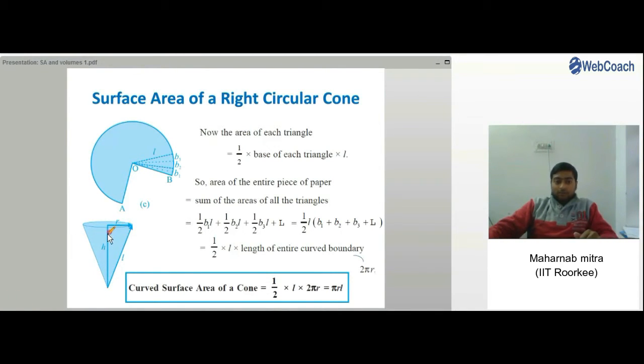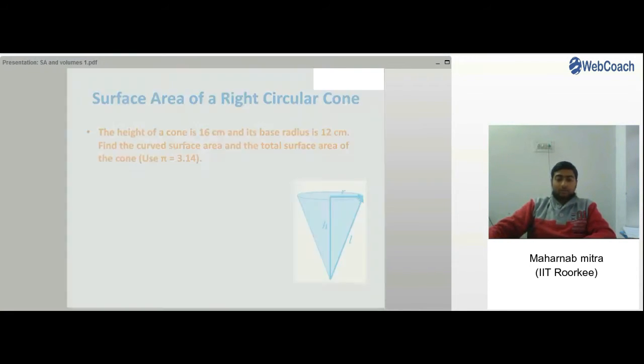Now as r, h and l form a right triangle, we can directly use the Pythagorean theorem, and we will get l as square root of r square plus h square, right? l square will be h square plus r square. So if we take square roots on both sides, we will get l equals square root of r square plus h square. So you can easily find the curved surface area even when you are given the height and the radius.